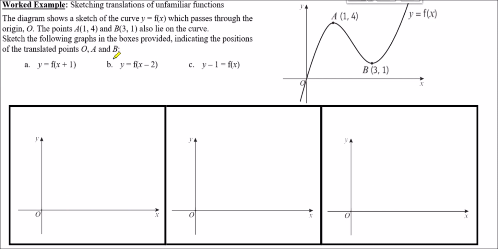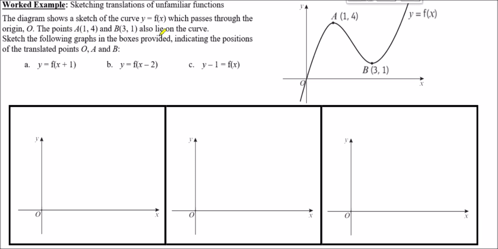Lastly, this worked example here, sketching translations of unfamiliar functions. Now by unfamiliar, we don't have any function to work with, we're just told this is f of x and deal with it. So even if we wanted to use algebra here, we couldn't, which in a way makes it simpler because you're forced into doing it in terms of transforming a graph. So let's have a look at this question.